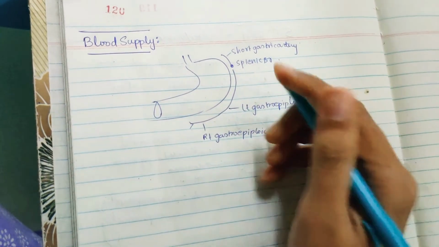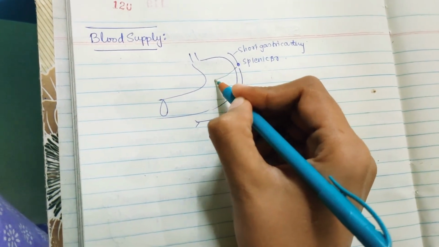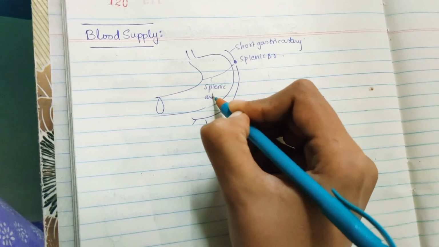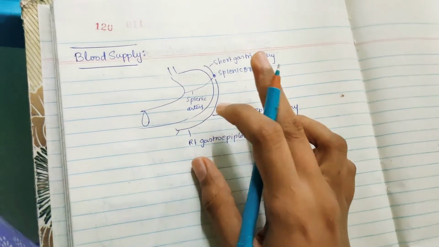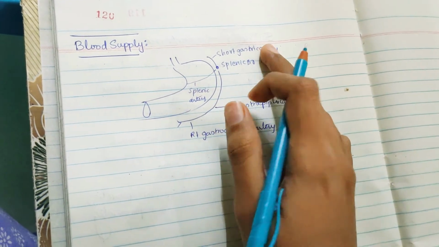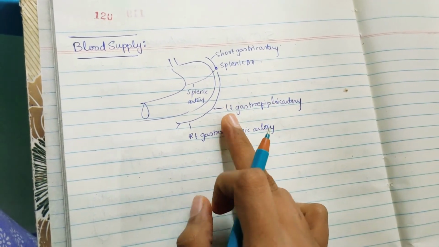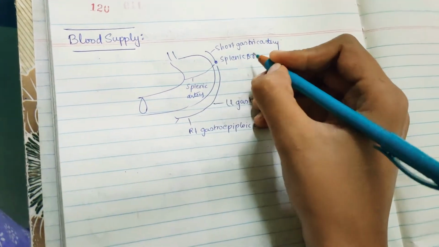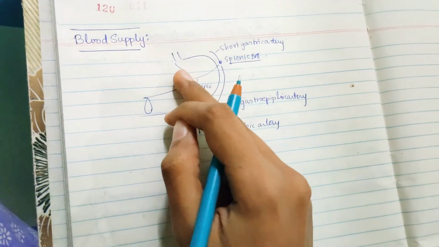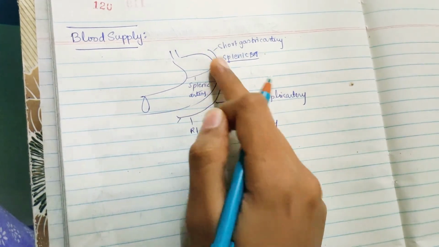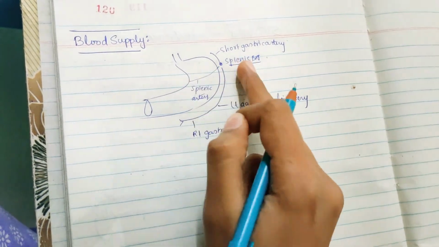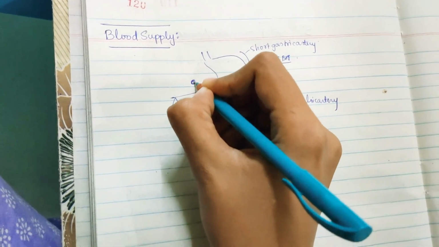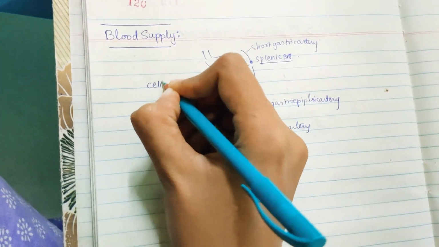One more thing is the splenic artery. So from the splenic branch you will get the short gastric artery, left gastroepiploic artery, right gastroepiploic artery, and splenic artery. These are all coming from the splenic branch, which is located at the back of the stomach, or otherwise you can say near the greater curvature of the stomach. So next here you will have the celiac trunk. So this is the celiac trunk.